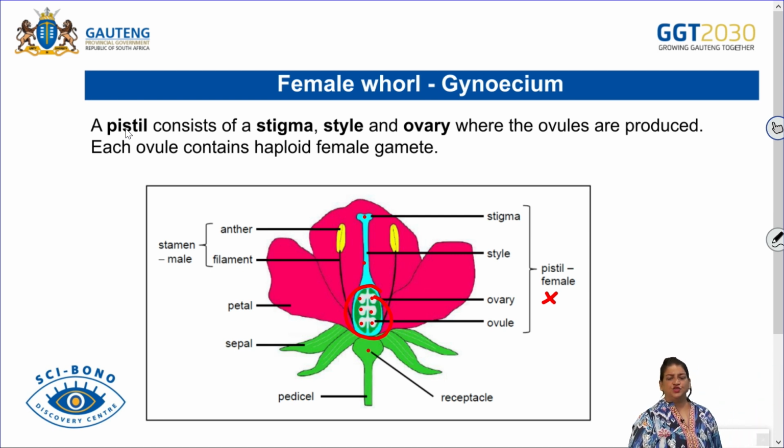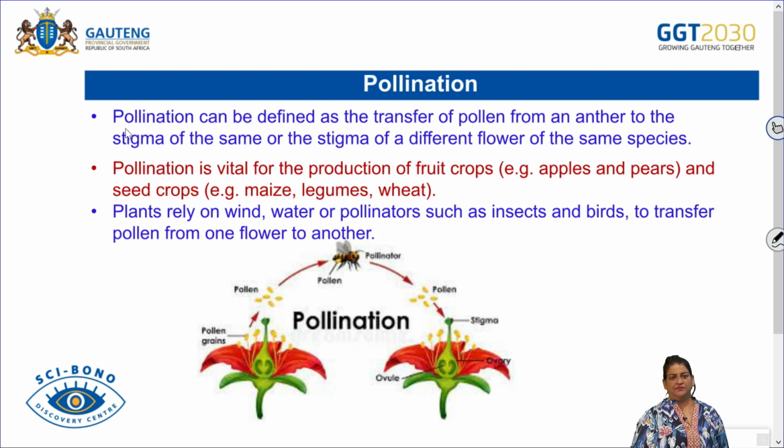That means your calyx, corolla, androecium, and gynoecium are all attached to the receptacle. And remember, the pedicel attaches the flower to the main stem. Right. So we are done with the androecium, the male whorl, and the gynoecium, the female whorl. Now, what are those whorls essential for? Remember, for every part there has to be a significant function.